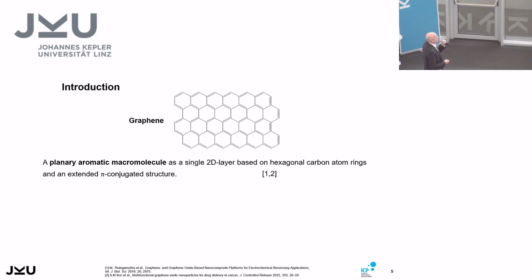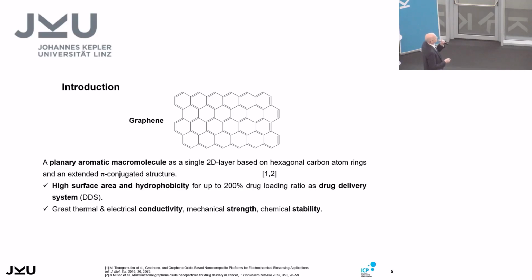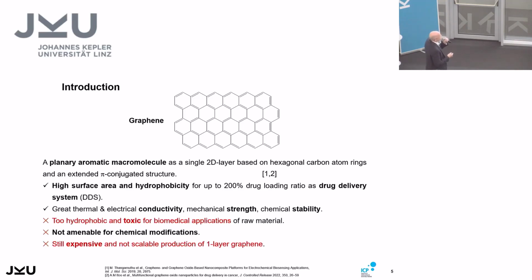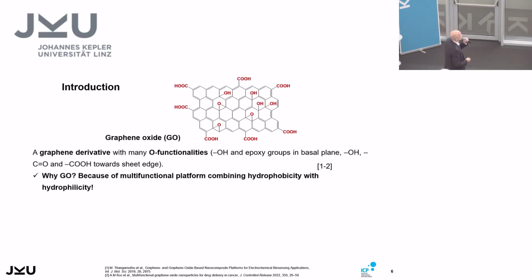It's showing different properties. Conductivity is very important, strength, stability, chemical stability, which could be a very interesting topic in drug delivery. It's not always about fast degradability. Sometimes we need longer survival of the carrier system. We wanted to use this as a base for carriers. But the big problem is that pure graphene is too hydrophobic and toxic for biomedical applications. It's expensive and hard to get, and that, of course, asks for alternatives.